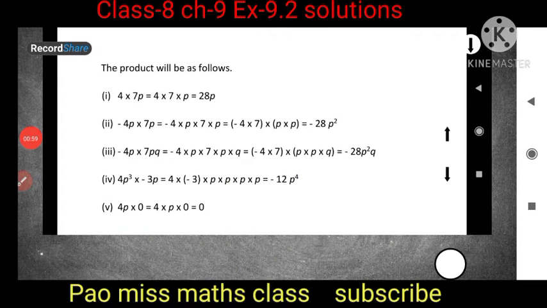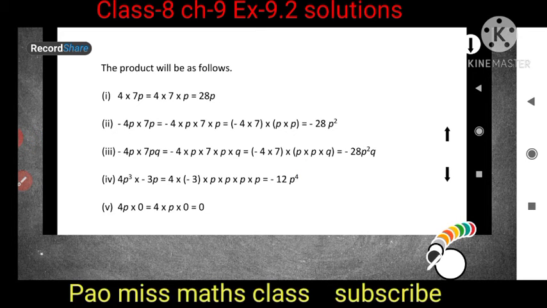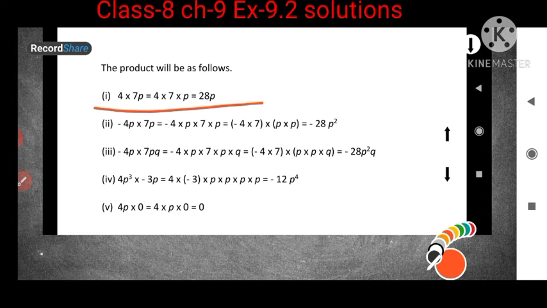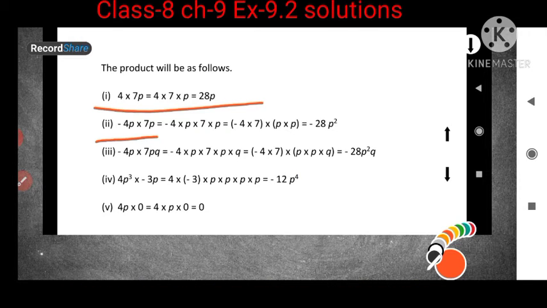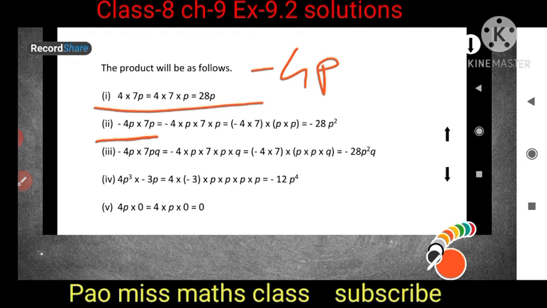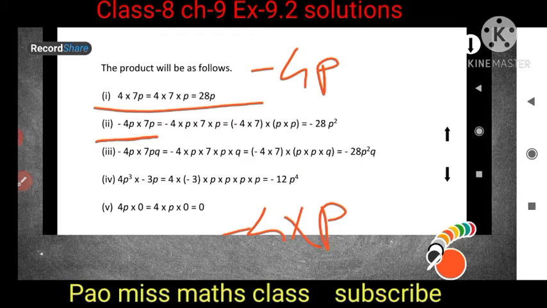So here is the solution of all the questions. You will multiply all the terms. So first answer is 28p. If there is a negative, we have to multiply with the negative terms also. Here you can see what is given, minus 4p. Minus 4p means minus 4 into p. Again multiply with 7 into p.